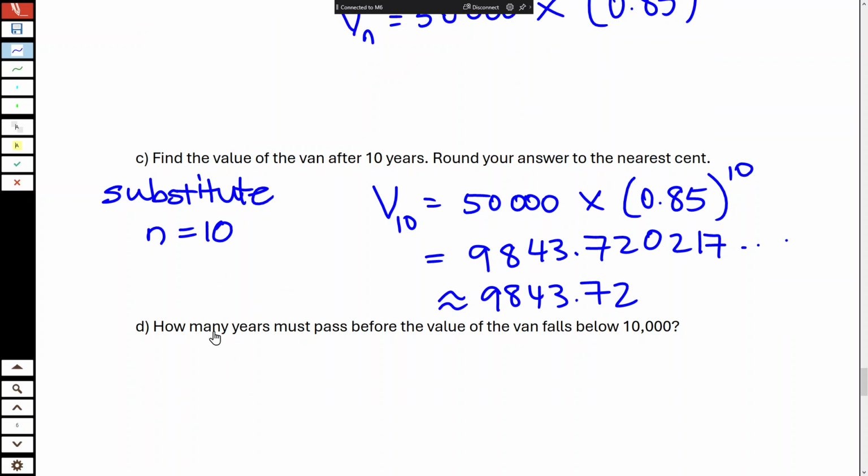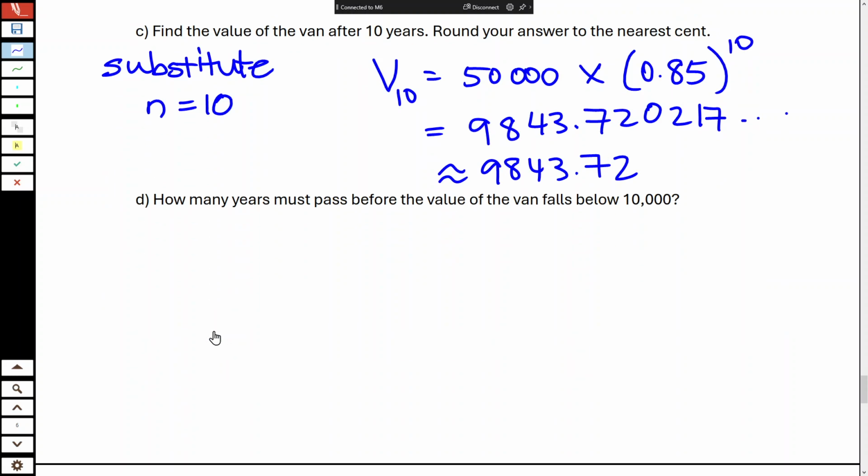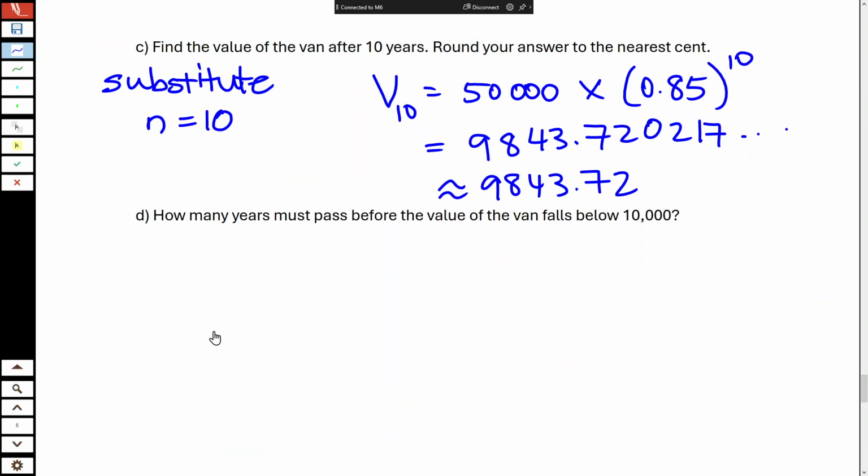So, part D. You'll need your CAS calculators for this, so grab them out if you have them.